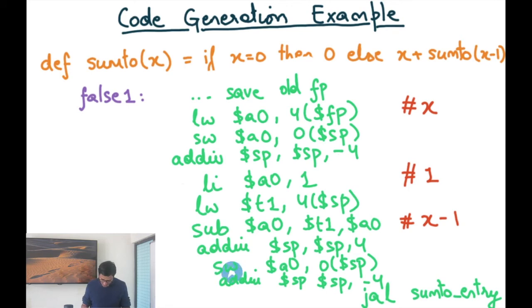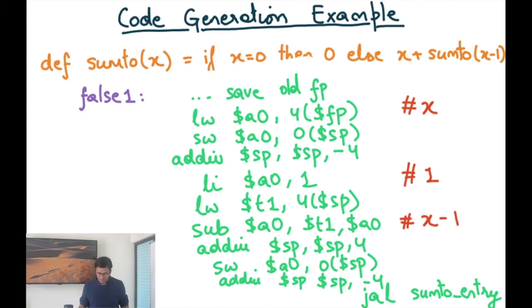So let's see what's the next thing. The next thing is I store the computed value a0 on the stack. So this is the first argument. Recall that arguments live on the stack. Then I addiu sp minus 4. So I just pushed it on the stack, so we also decrement. And I'm almost done. I just call sum2 entry using the jal instruction, jump and link instruction. And that's my function call dispatch.